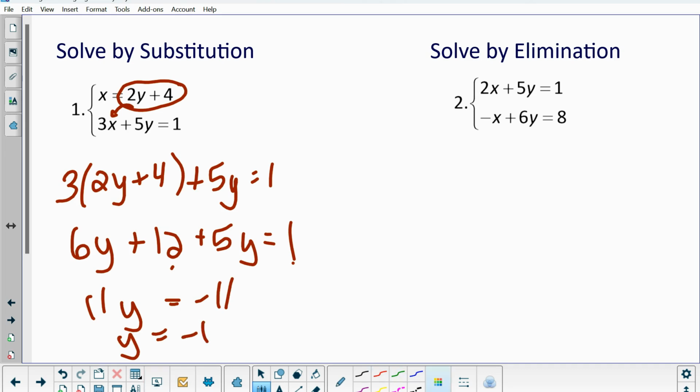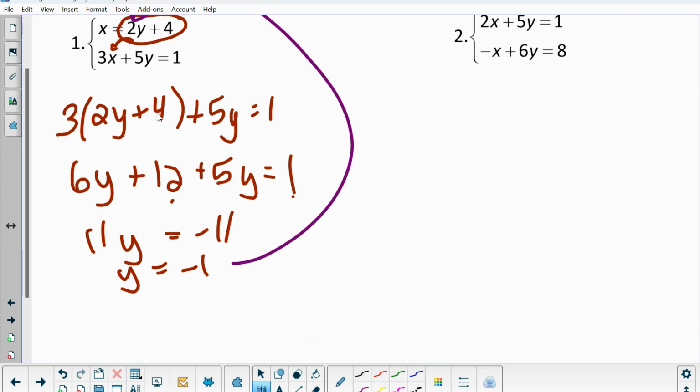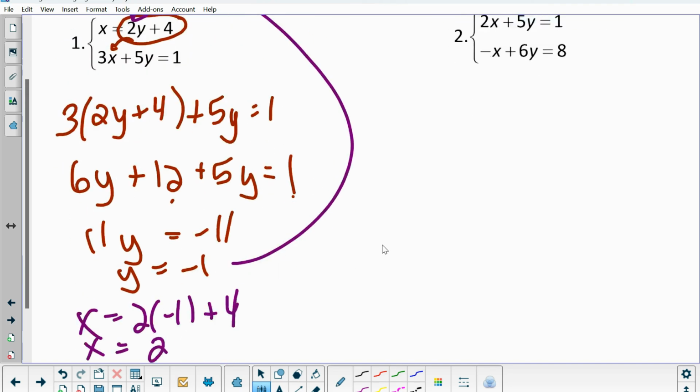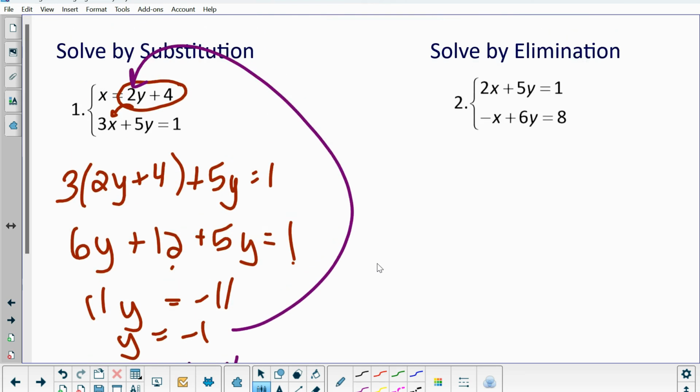So now I take that y value and I substitute it up here for y to find the x value. So I'll do x equals 2 times negative 1 plus 4. So 2 times negative 1 is negative 2. Negative 2 plus 4 is positive 2. So this intersection point is 2, negative 1. And you want to make sure you write it as a point. Okay, so that's substitution.